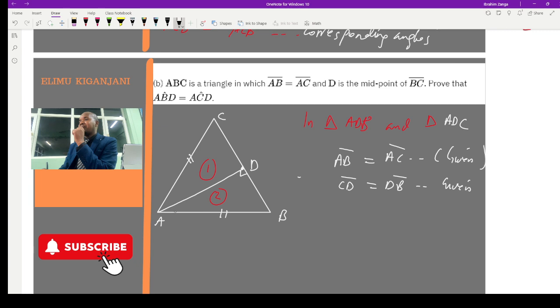And so angle ADC is equal to angle ADB. And we're going to say given, because D is the midpoint, of course. The fact that D is the midpoint.